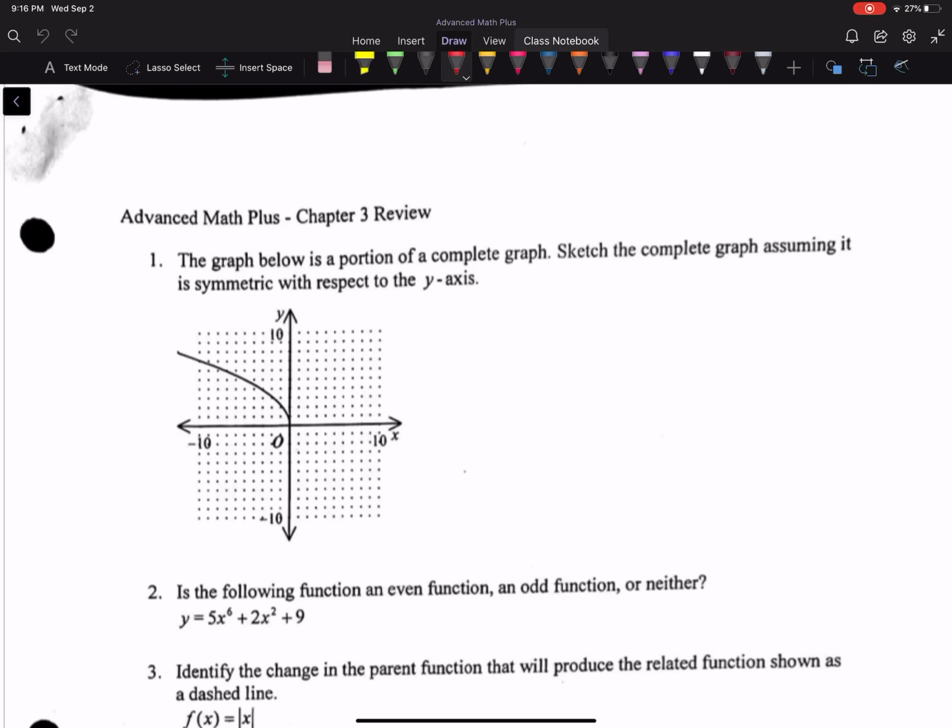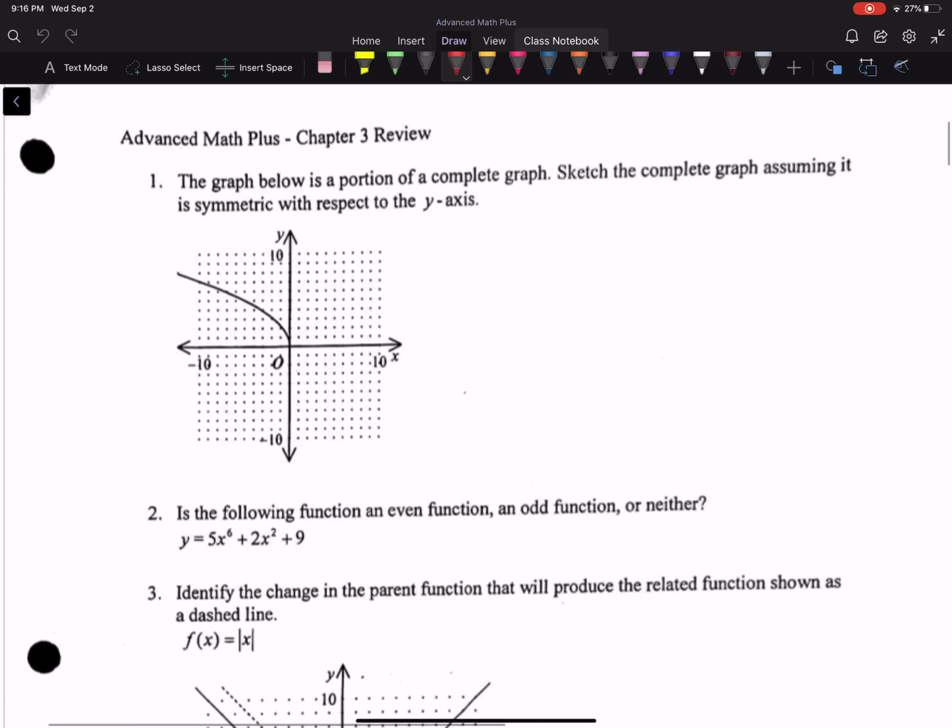This is Coach Knight. We're going to go over our Chapter 3 review today. I'll try to go as slow as I can and hopefully answer any questions you might have for the test that's coming up.